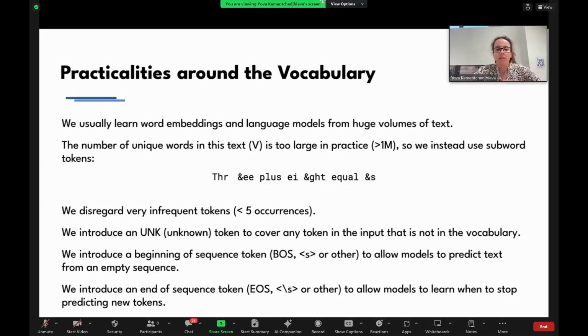And lastly, we introduced a beginning of sequence token to allow models to predict text from an empty sequence. So if we want to just start predicting from scratch, from nothing, we can use this beginning of sequence token as the first input to the model from which it will start predicting the next tokens. And we also introduced an end of sequence token to allow models to learn when to stop predicting tokens. Because if you think about it, ChatGPT somehow knows when it's done generating text, when it's done predicting new tokens, and it has completed the answer to your question.